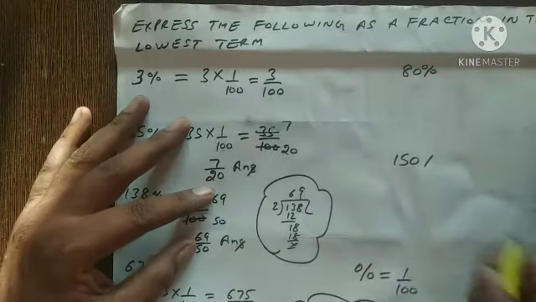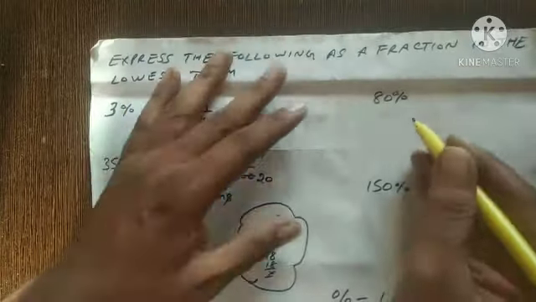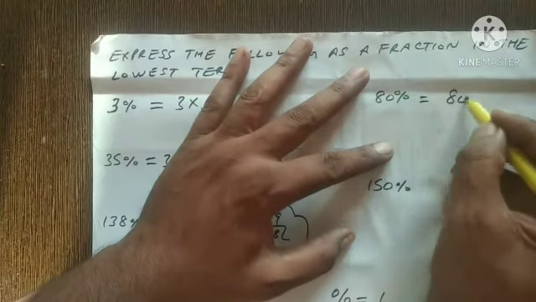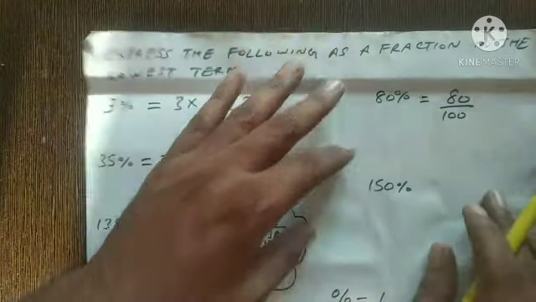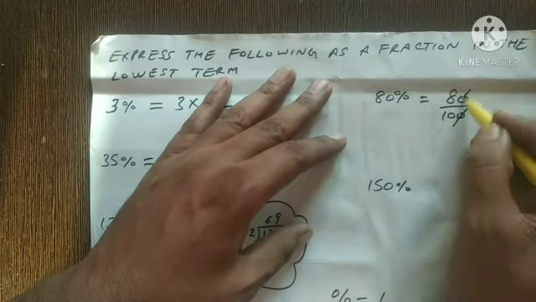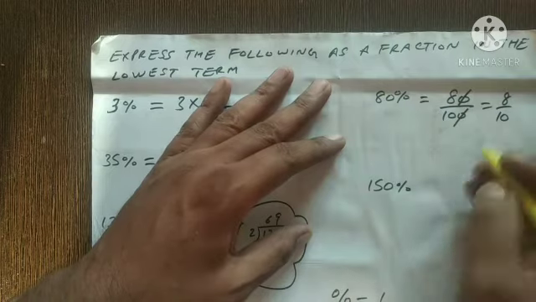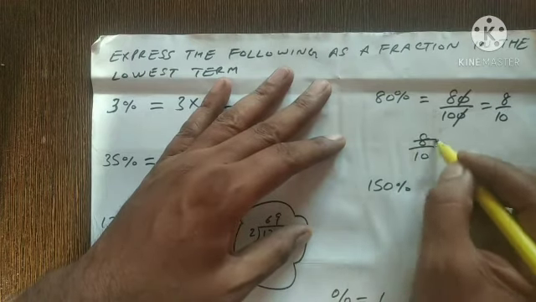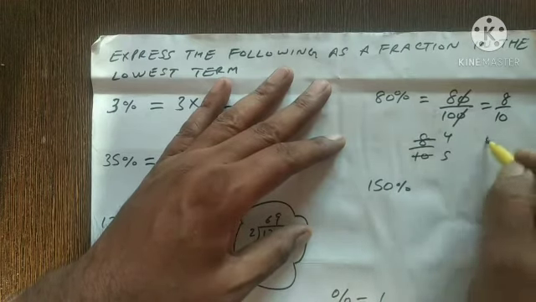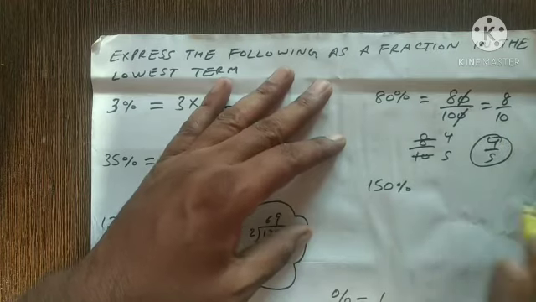Now student, 80%. What is the meaning of 80%? 80 over 100. Now you can see that 0 and 0 can be cancelled, and what is left is 8 over 10. Now 8 over 10 means 2 fours are 8, 2 fives are 10. So this is 4 by 5. This is the answer.